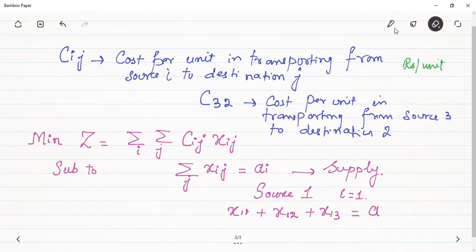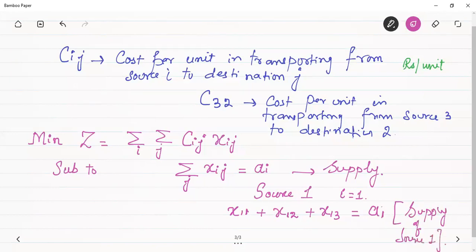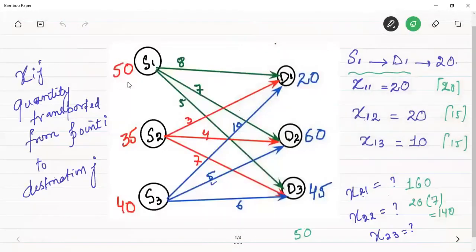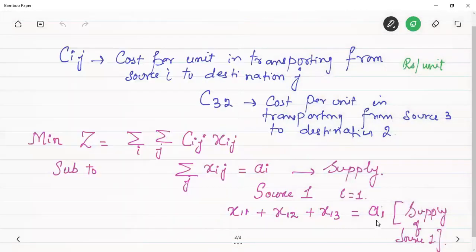I will write here 1 because I am talking about source 1. Therefore, I have put I equal to 1. And A1 represents the supply of source 1. है ना? यही होना चाहिए. So A1 मेरी example में क्या है? जो मैंने example ली थी. What is the supply of the first source? That is equal to 50, isn't it? In my example, this is equal to 50.